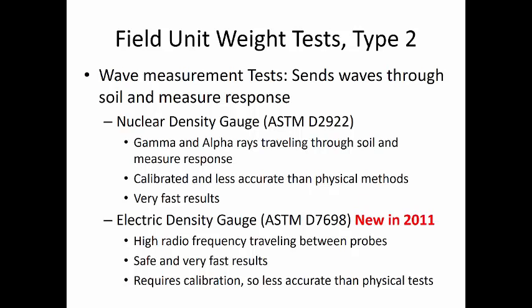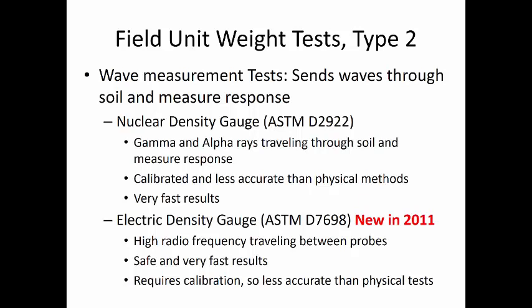For the moisture portion, it has a different type of radiation that travels out of the box and then bounces off water molecules and back to a detector, and the more that travels back, the more moisture content there is. And these are calibrated, usually utilizing the physical measurements that we saw in the previous slide. There's also a new electric density test that sends radio waves between two probes, and those can be determined. The reduced radio waves, obviously, the more dense the soil is, and vice versa. All these require calibration, but they're much faster than digging a hole in the ground.